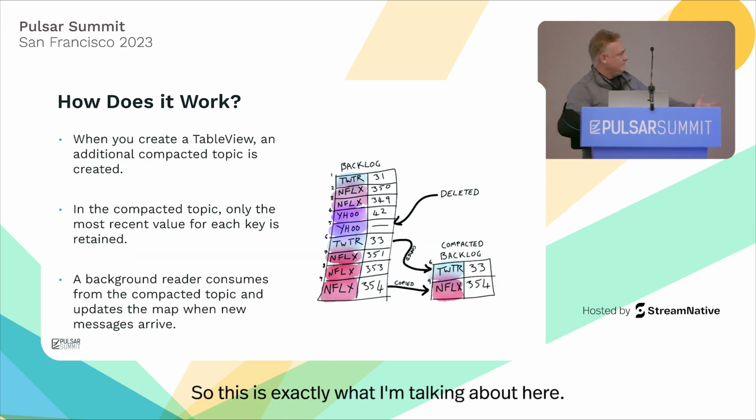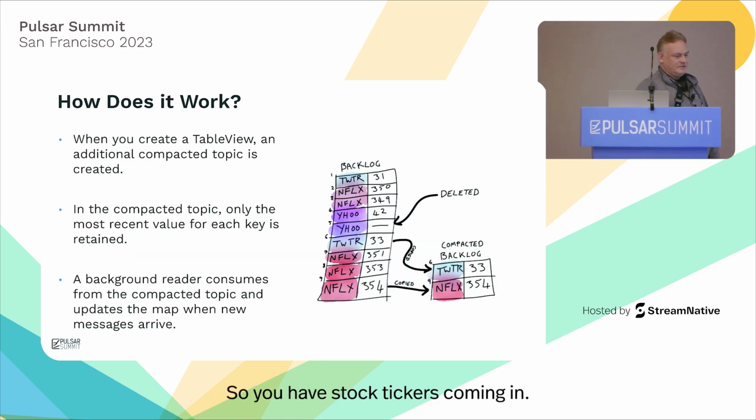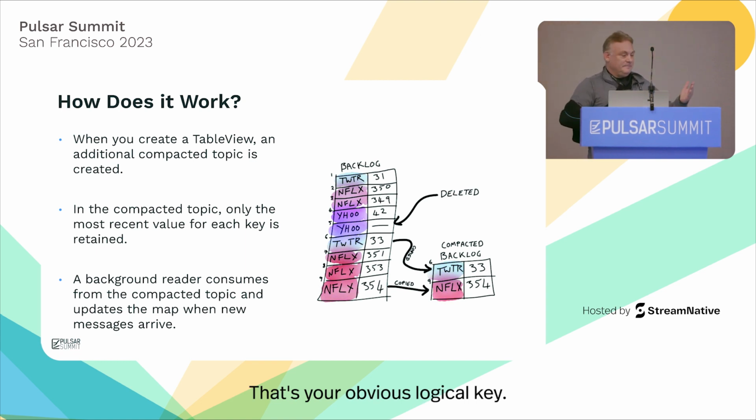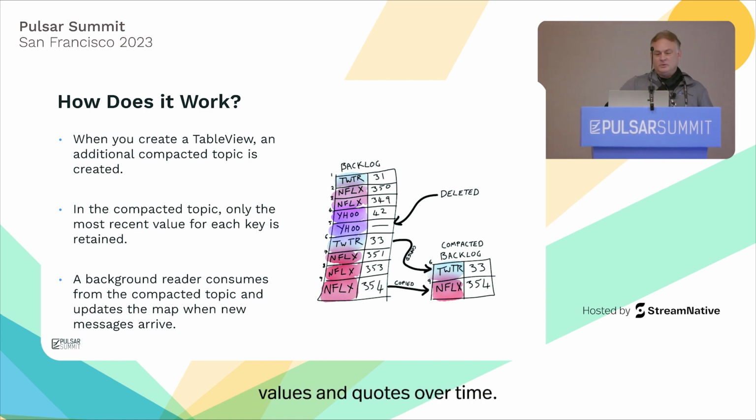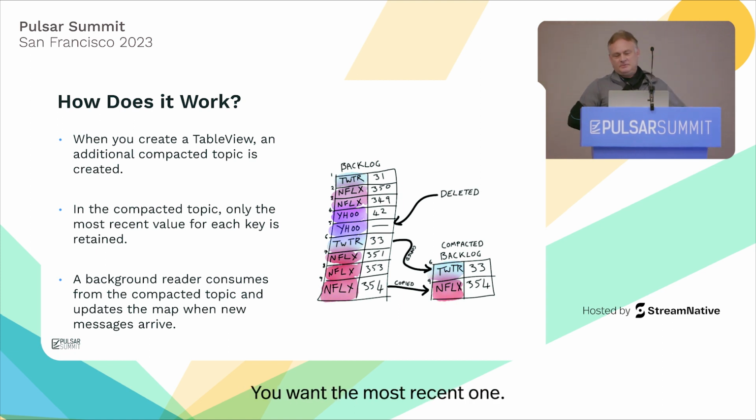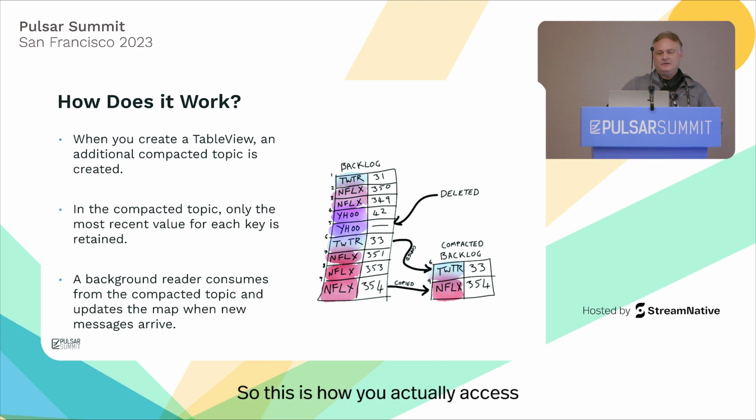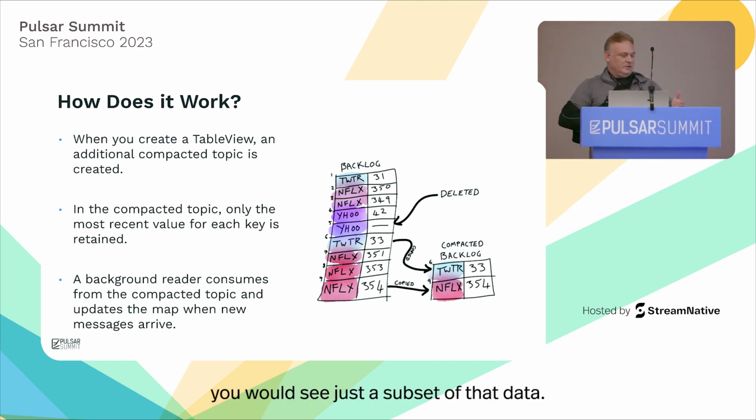So this is exactly what I'm talking about here. This is another example of that. You have stock tickers coming in. That's your obvious logical key. You have changing values and quotes over time. You're not interested in the quote from 2 seconds ago. You want the most recent one. So this is how you actually access that information logically. You would see just a subset of that data, and again, only the most recent value.